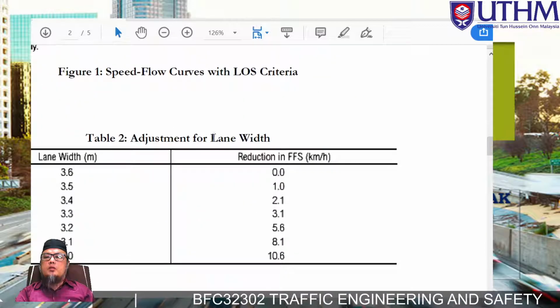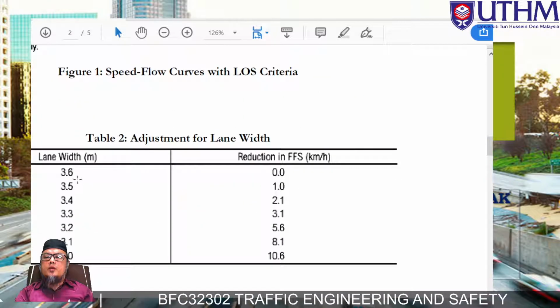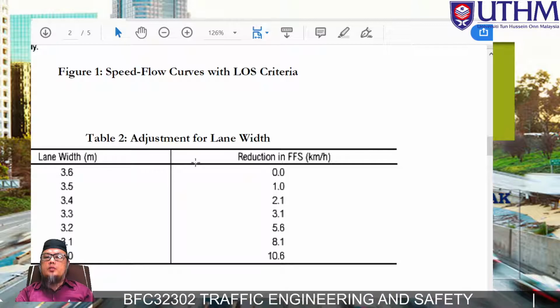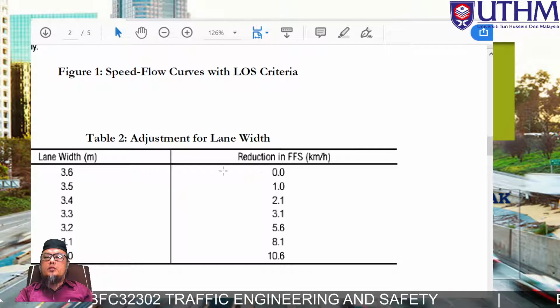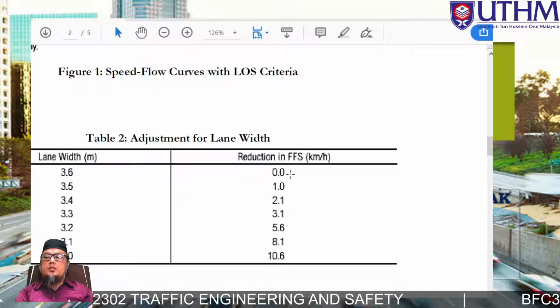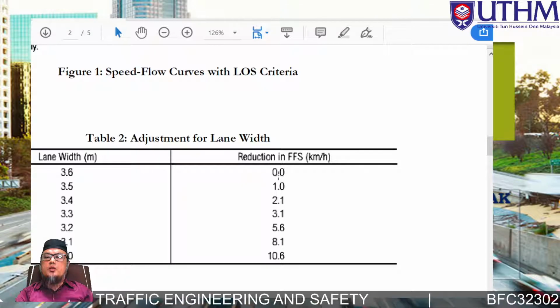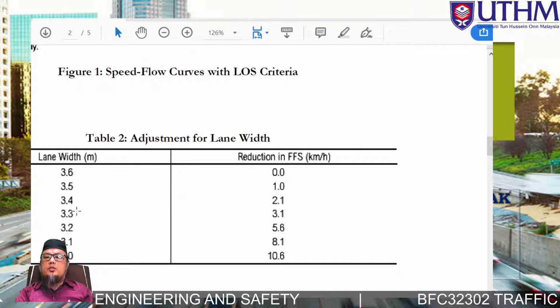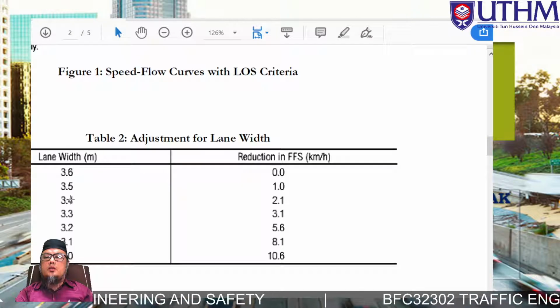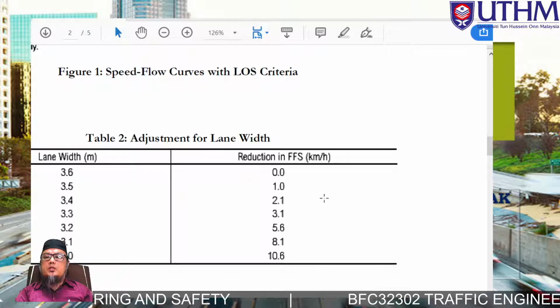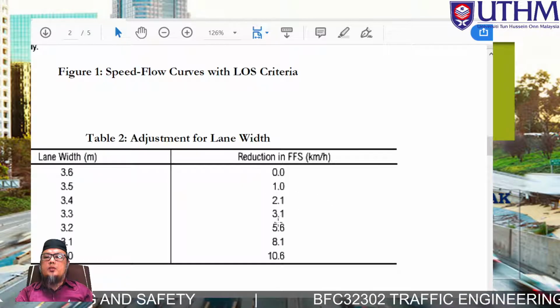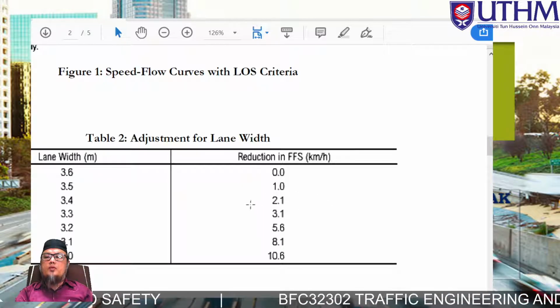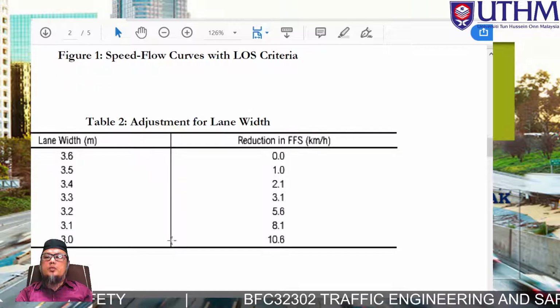This one, table 2, is lane width. If we have a lane width of 3.6 meter, there is no reduction. We don't have a value to deduct because they put it as the ideal condition. But sometimes the lane width is reduced. Let's say 3.3, then you have to deduct the speed by 3.1 kilometer per hour.